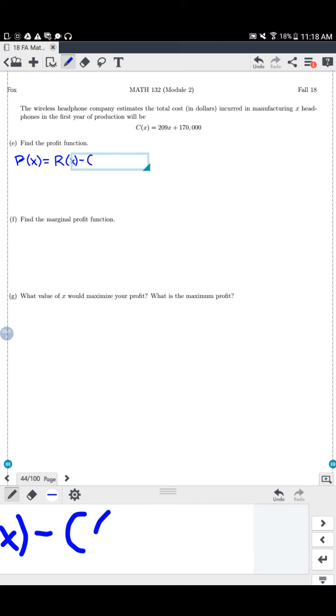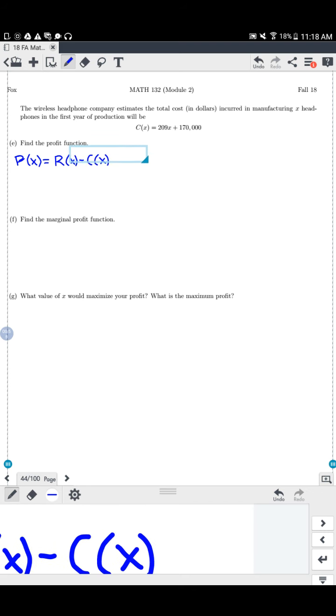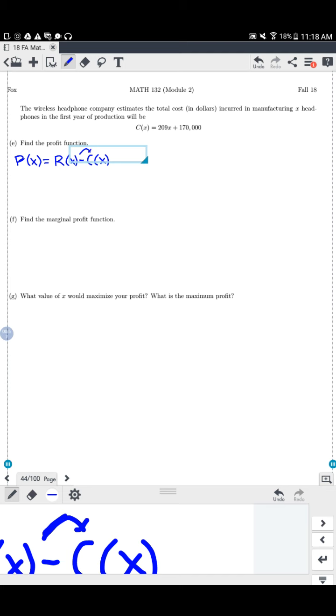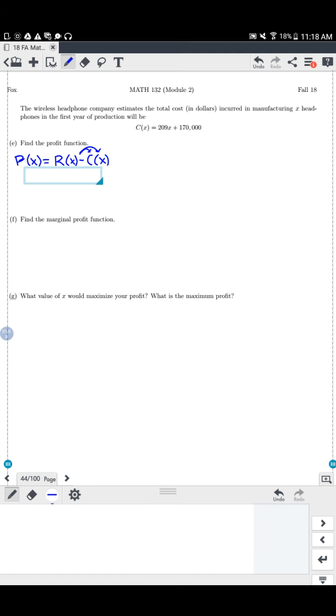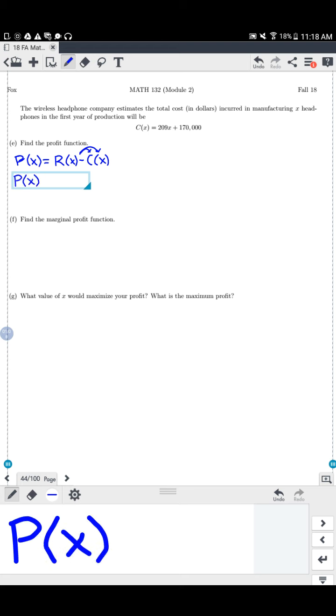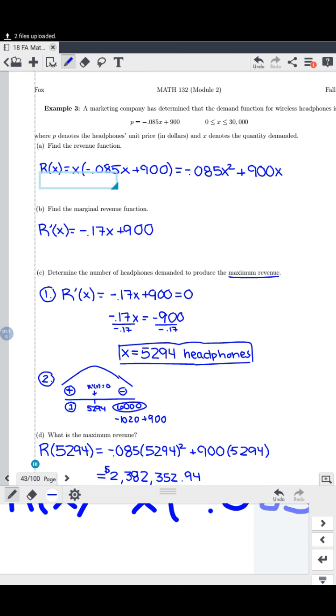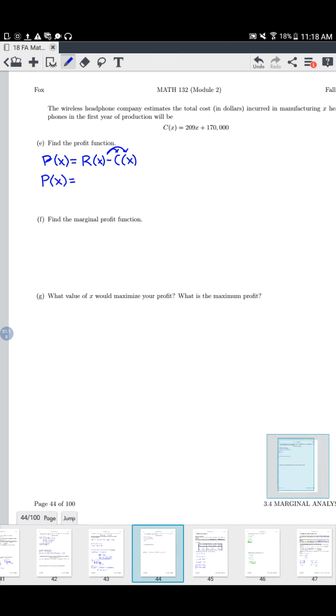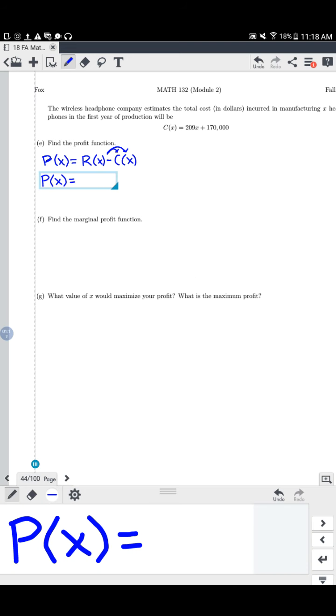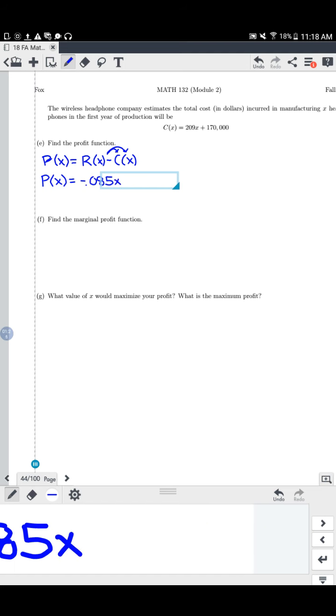It's always revenue minus the cost. And the most important thing here is that you remember to distribute this negative. We're subtracting the entire cost function. So we want to find the profit for this specific company. I'm going to need their revenue function, which we actually found on the page before. So I'm going to flip back. Our revenue function was negative 0.085x squared plus 900x. I'm going to use that here for their revenue, negative 0.085x squared plus 900x. There's my revenue.